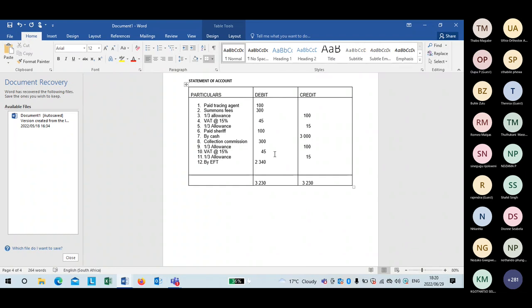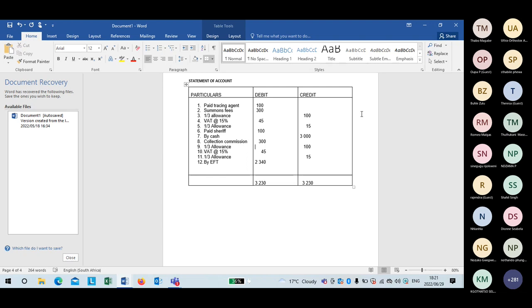What do we deal with in step number four? In step number four, we deal with fees. And whose fees are these? Whose fees are we dealing with? Our own fees. In step number four, we deal with our fees.